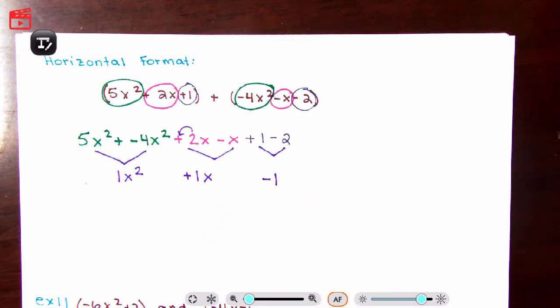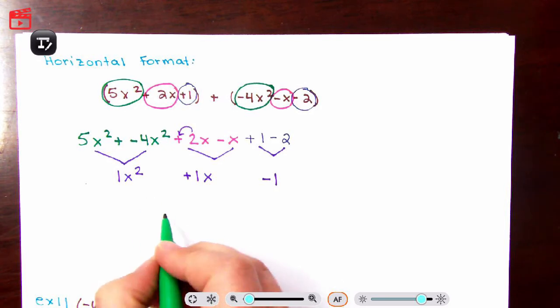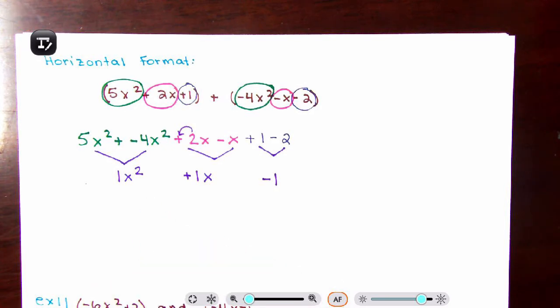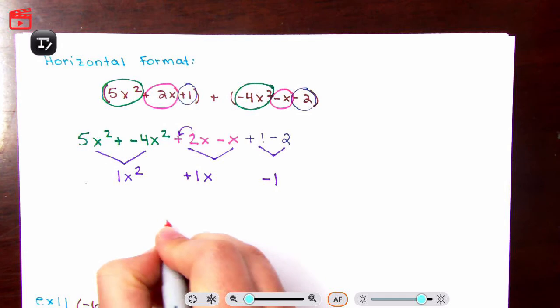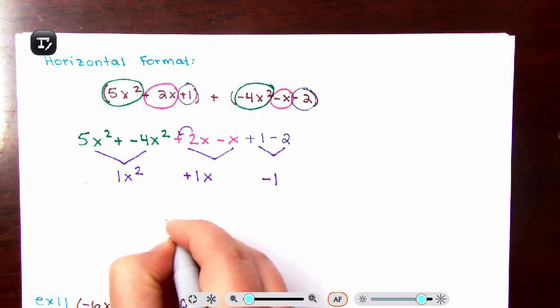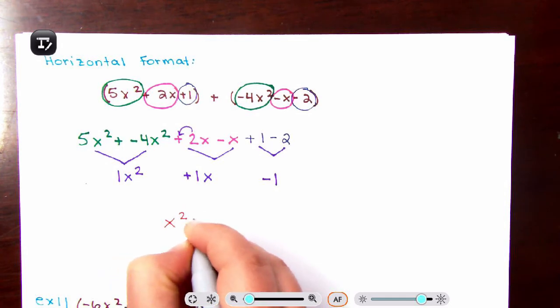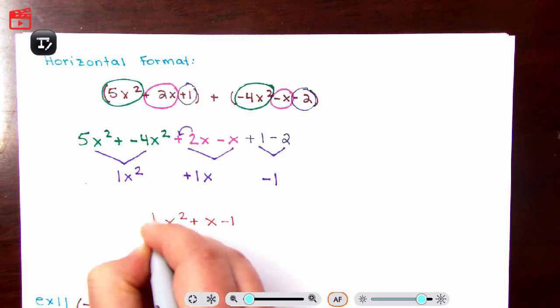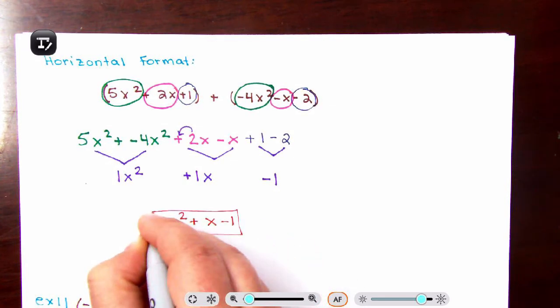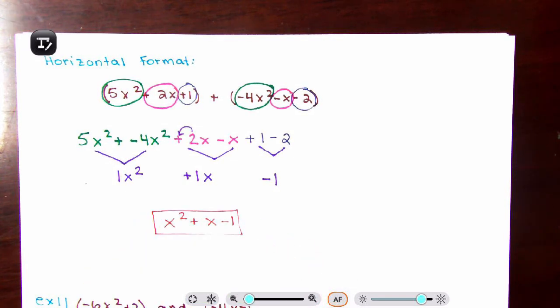Once you combine it horizontally, you're going to write out your final answer. Let me see if I can get a different color. And your final answer is x squared plus x minus 1. Let's do that 2 more times.